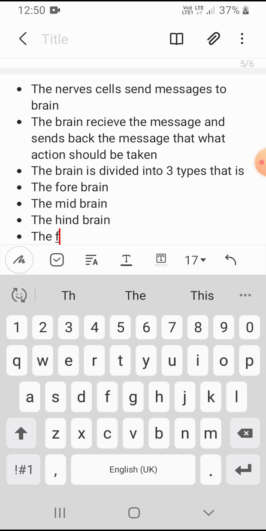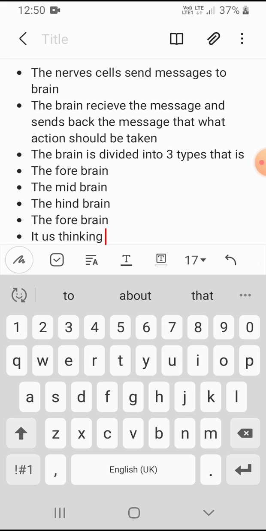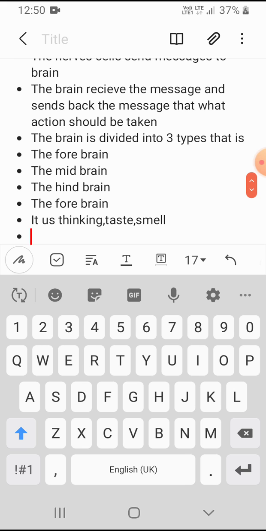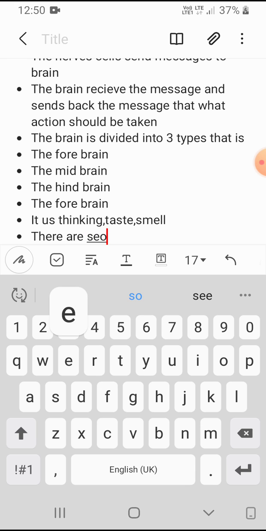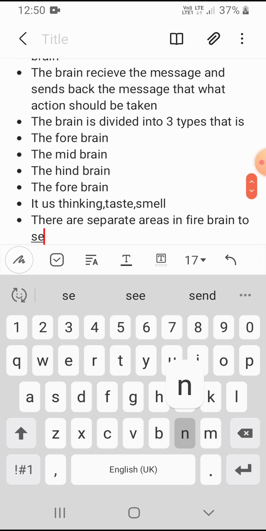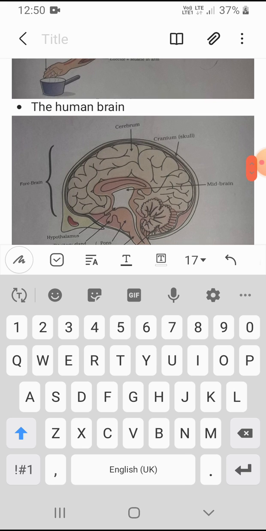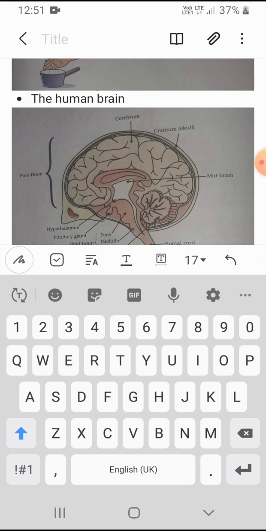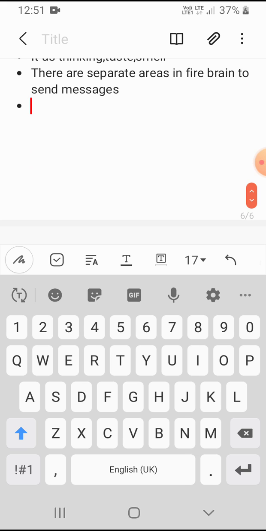So the forebrain, it is thinking. You think to do your work or read, and it is taste, smell, all the things. It tells what to take. And there are separate areas in the forebrain to send a message or to take the message. See here, the cerebrum and skull, they are the forebrain, and hypo to cerebrum. So let's come to that, let's know on that.